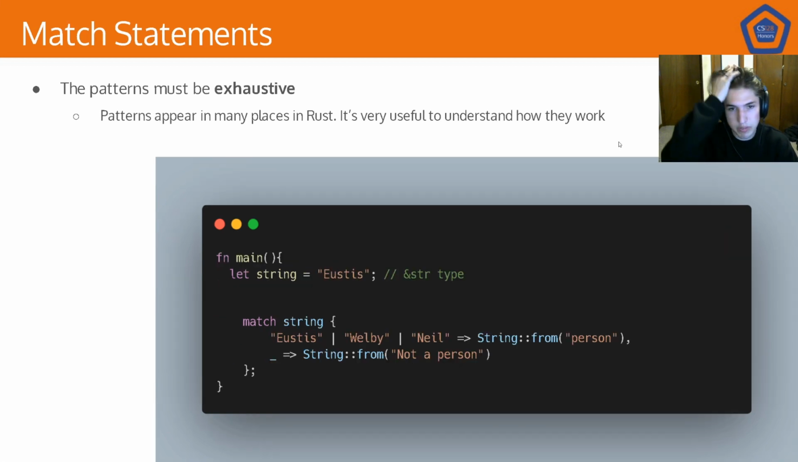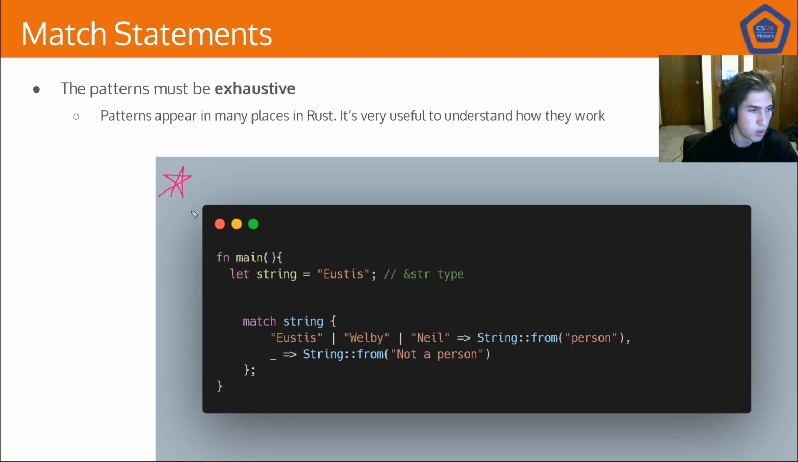And so you can even do fancier match statements. This one might be particularly useful for your homework, cough, cough. You can have some string, which we'll call Eustis, and you can match cases on the string. So we can say, okay, if it is Eustis, or it is Welby, or it is Neil, then give me this string from person, right?